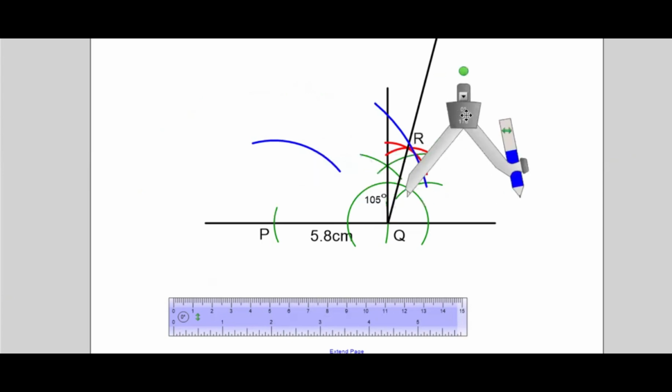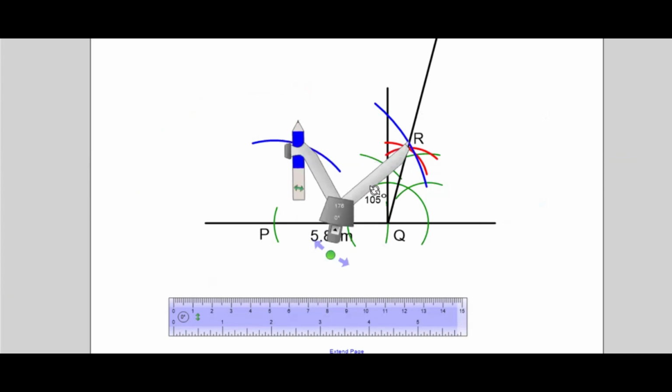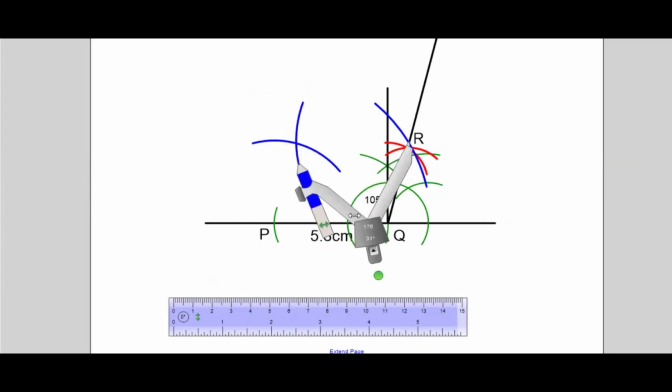With R being our center this time, because we know that when constructing a parallelogram, opposite sides are equal. RS will be equal to PQ. That's why we measure the radius to be 5.8 now. So we go this way to construct our arc. So we have this.